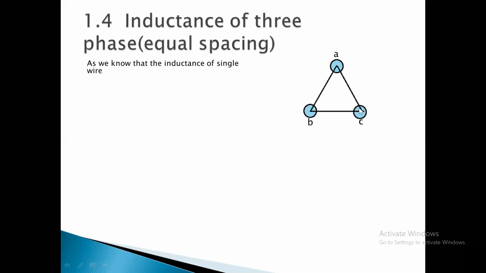If you see the cross-sectional view, then it will be like this. So these three distances are the same in case of equal spacing. Then we will go to the non-equal spacing. Firstly, we will cover equal spacing. In case of equal spacing, we know from the first slide that L is equal to 2 multiplied by 10 to the minus 7 natural log of D divided by R dash. This is the case of a single conductor.